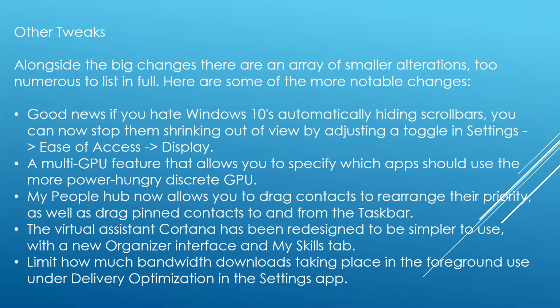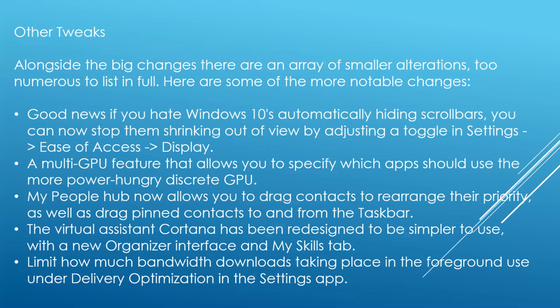Okay, here are some other things with the Windows 10 update, the 1803 update. Alongside the big changes, there are an array of smaller alterations as well. And I'm not going to go into these specifically. I'm just listing them so you'll be aware of what they are, and so you don't say, Huey missed this when he was talking about the updates, but I didn't go into detail. So if you hate Windows 10 automatically hiding scroll bars, you can now stop them from shrinking out of view by adjusting a toggle in settings.